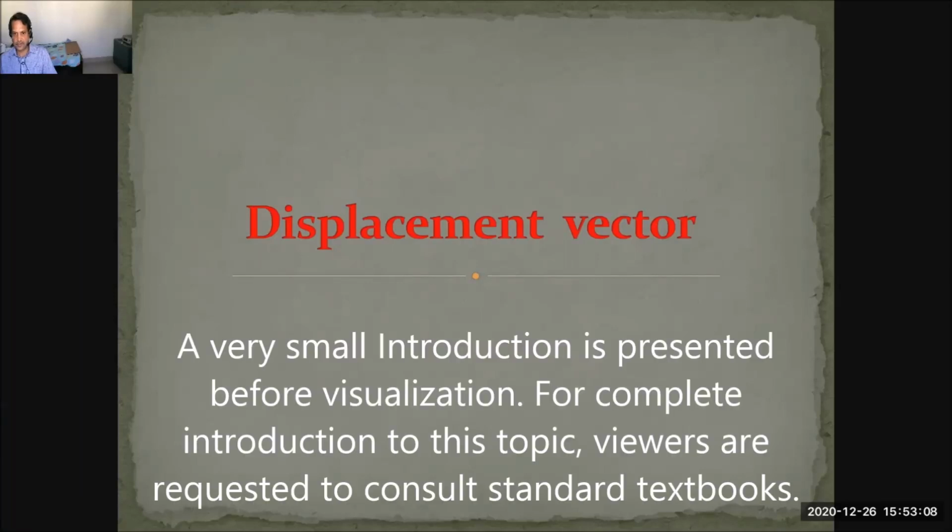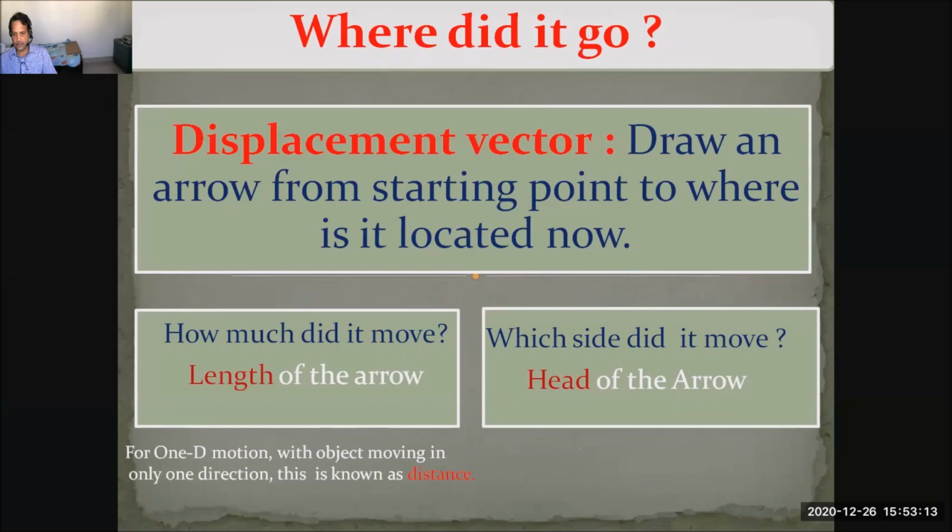Hello everyone. In this visualization, we are going to draw a displacement vector. So how do we draw a displacement vector? Draw an arrow from the position where the object is located to where it would be located at next or another instant of time. So it is drawn using an arrow. The length of the arrow carries the information of how much the object moved, and the direction is given by the head of the arrow.